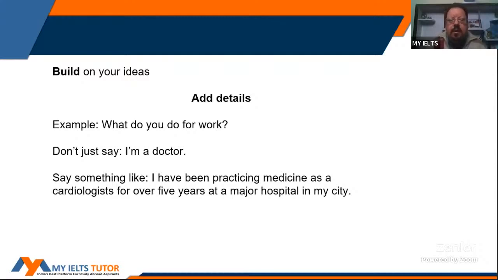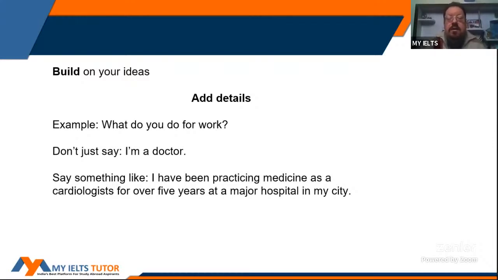So for example, let's say this is a general question. What do you do for work? Don't just say I'm a doctor or I'm a teacher. Say something like I have here on the screen. Or for me, I can say I'm a teacher. I'm not going to just say I'm an IELTS teacher. I'm an IELTS teacher, and I've been teaching both IELTS and TOEFL for over 8 years, and I've taught hundreds of students. And so that's how you want to extend your answers. Build on your ideas, build on them with details.